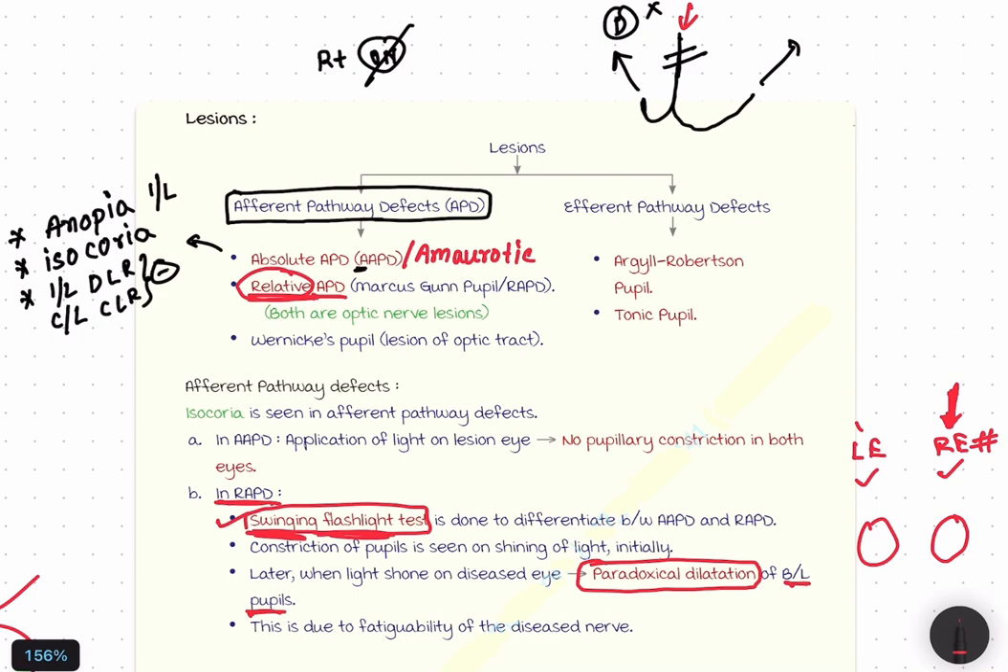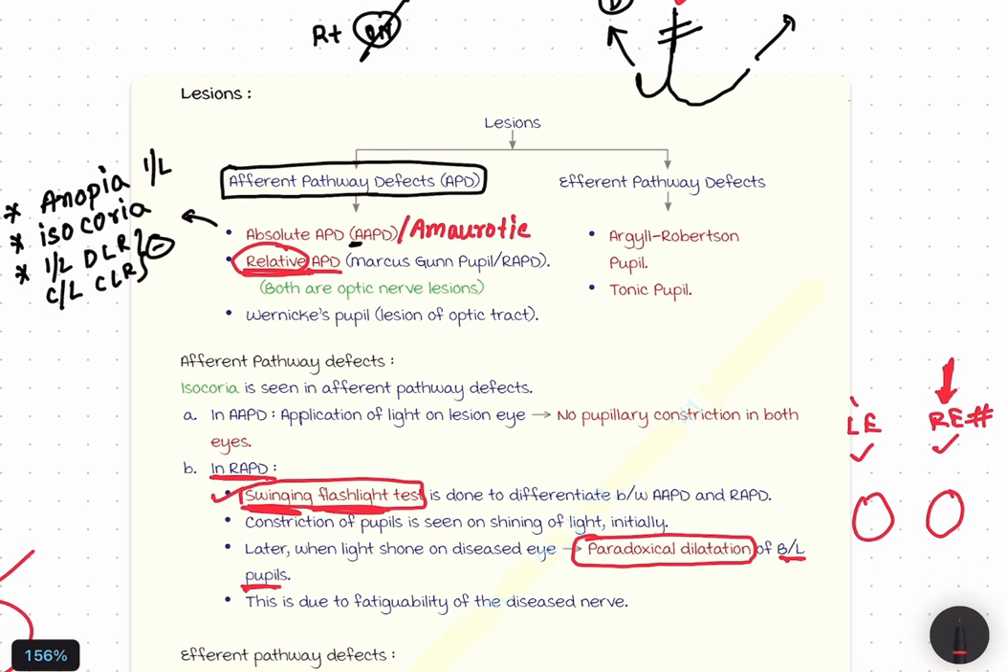I don't know how much you understood, but this is the way. The clincher word is paradoxical dilatation of the pupil, both pupils. And the test is the swinging flashlight test. This is used to differentiate between the amaurotic pupil and the Marcus Gunn pupil. Marcus Gunn pupil is very important.